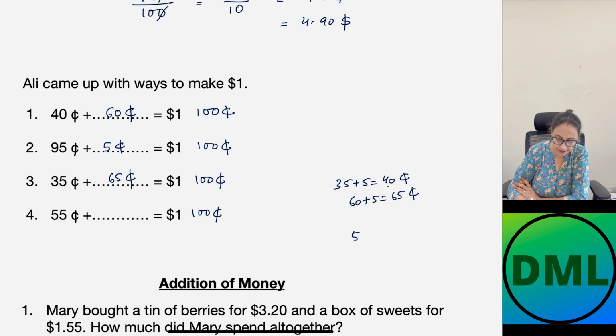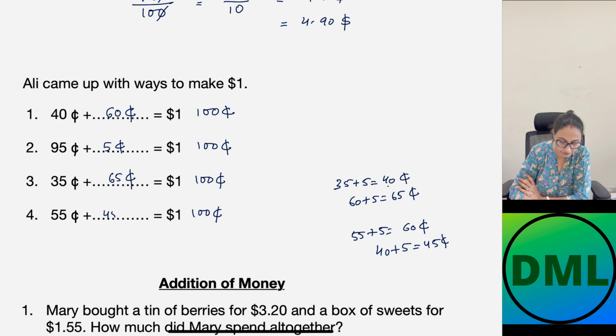That means 55 plus 5 will give you 60 cents here. I already reached 60 cents. From 60 cents, I have to reach 100 cents. So 100 minus 60 is 40 cents, right? So 40 cents plus the 5 cents you added here extra will be equal to 45 cents. 55 cents plus 45 cents will give you 100 cents. That's how you can do your questions.